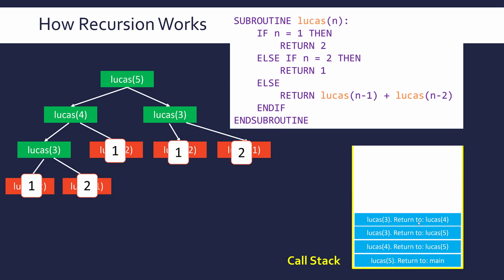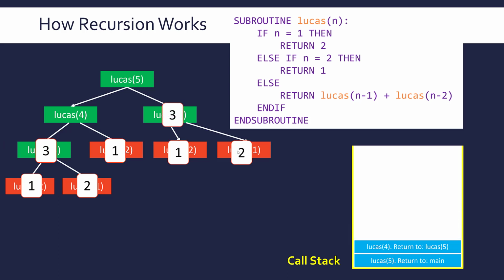Well, now the next one is Lucas 3 on this far left. Well, this is a general case, and so I can't just get either 2 or 1. I've got to actually add up the two numbers. Well, 1 plus 2 is 3. Now looking for Lucas 3 on the right, well, 1 plus 2 is again 3. Now looking for Lucas 4 on the left, 3 plus 1 is 4. And then the top subroutine call, the one that started it all off, 4 plus 3 is 7.